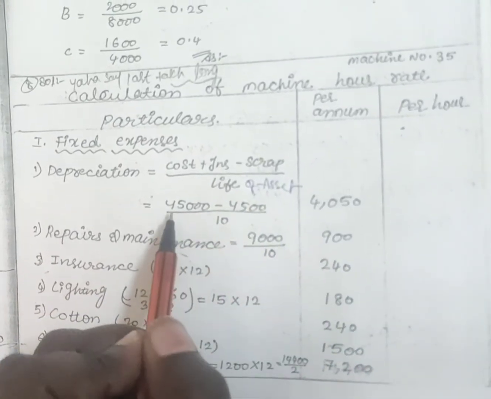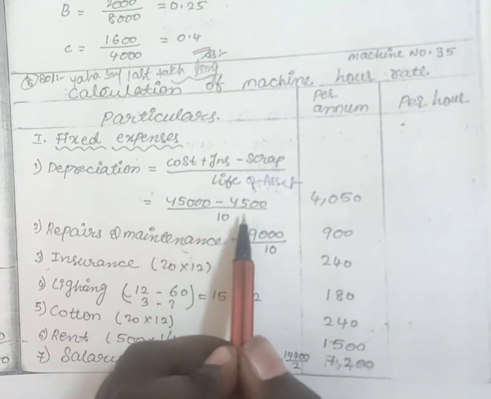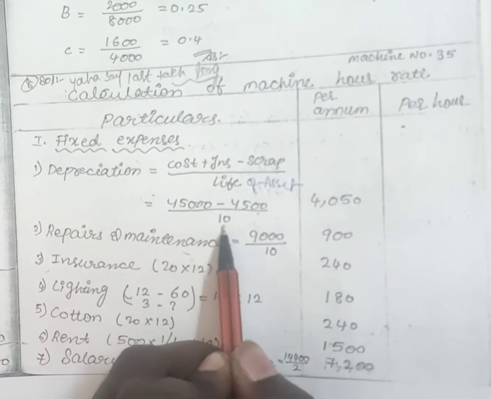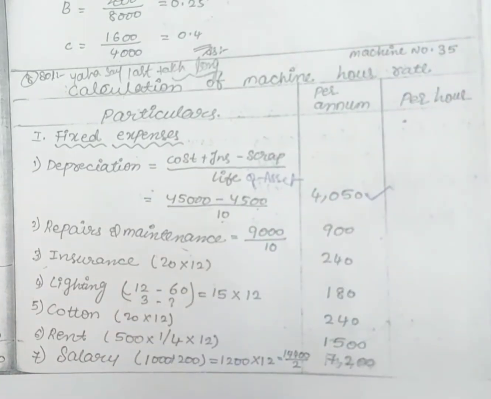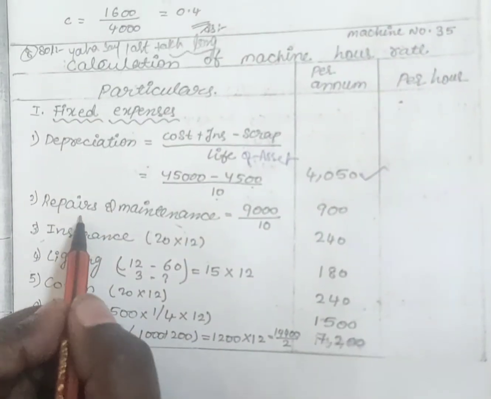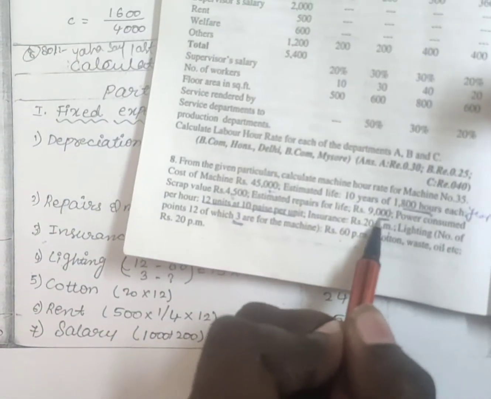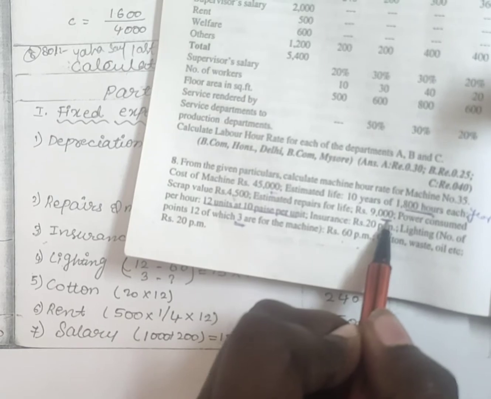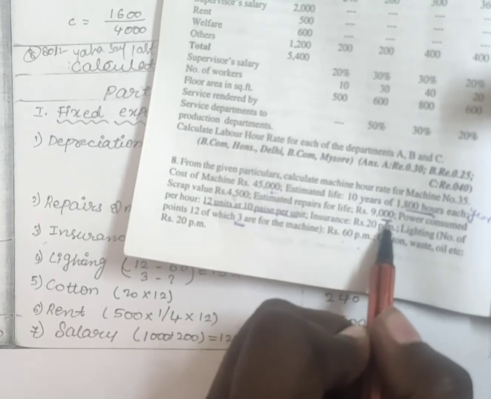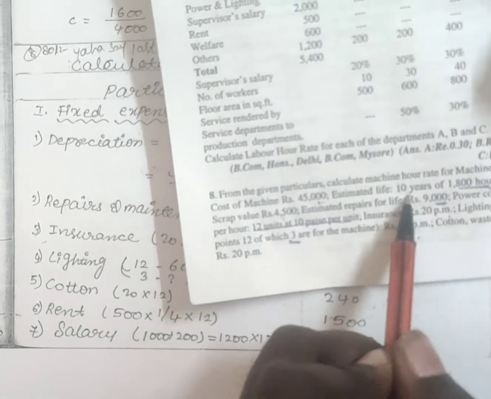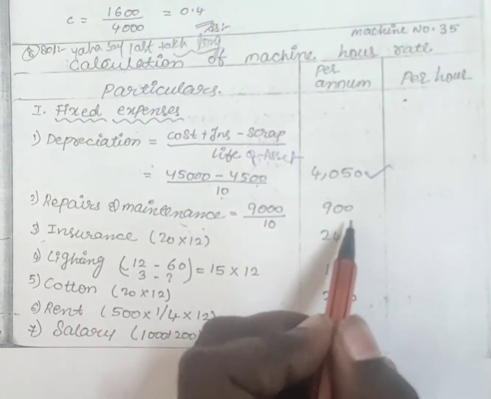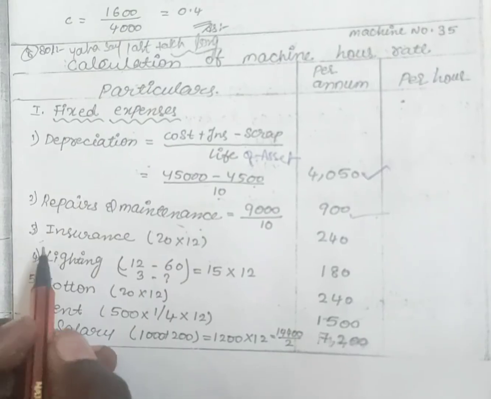So now cost is 45,000. There are no installation charges. 4,500 is the scrap, divided by 10. So 4,050 is per annum. Now repairs and maintenance: in the question he has clearly given 9,000 as repairs and maintenance. Life of asset is 10 years, so 9,000 by 10 is 900 per annum. So now, insurance.